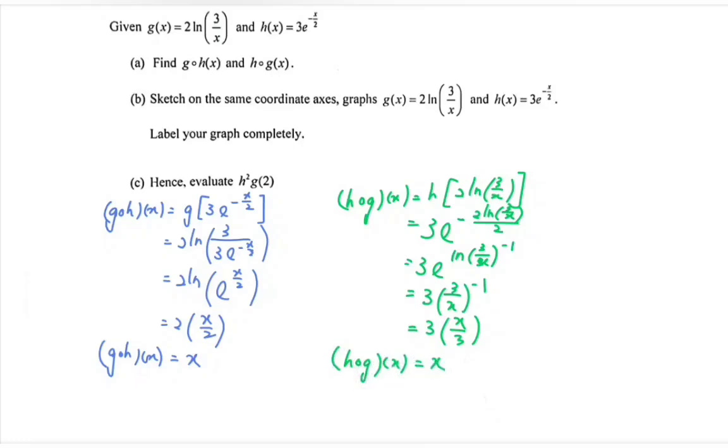So since we have g composed with h, which equals h composed with g and equals x, then we can say that g and h are inverse to each other.